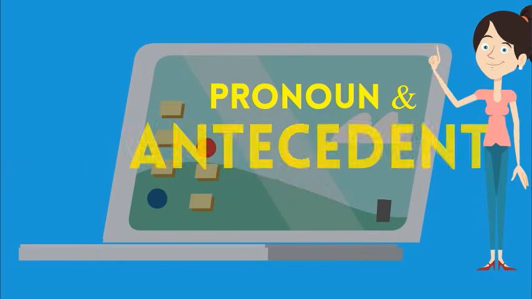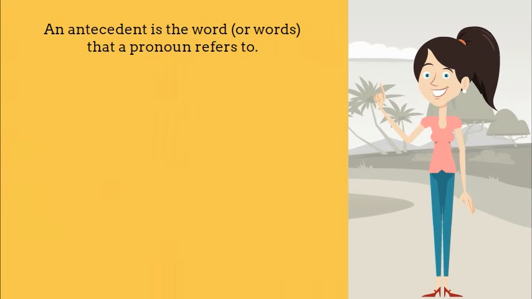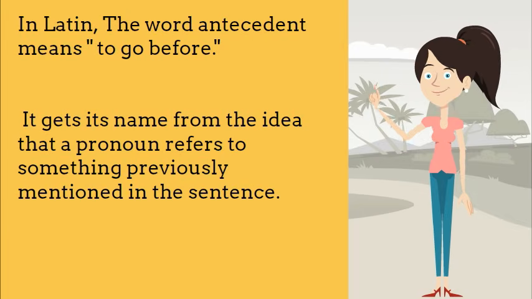This tutorial will cover pronoun and antecedent agreement. An antecedent is the word or words that a pronoun refers to. In Latin, the word antecedent means to go before. It gets its name from the idea that a pronoun refers to something previously mentioned in the sentence.